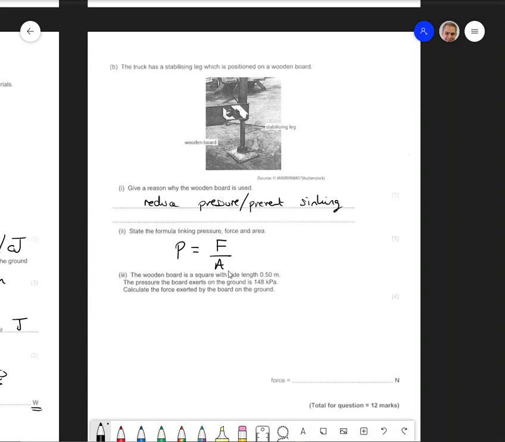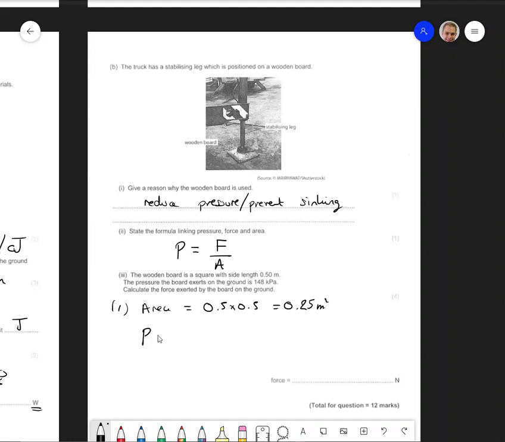The wooden board is a square with side length of 0.5. The pressure the board exerts is 148 kilopascals. Calculate the force exerted by the board. So again, got another little unit there. We need to know the area, so essentially, I've got 4 marks. The first mark is for working out that the area is equal to 0.5 times 0.5, which comes out as 0.25 meters squared. So that's 1 mark.